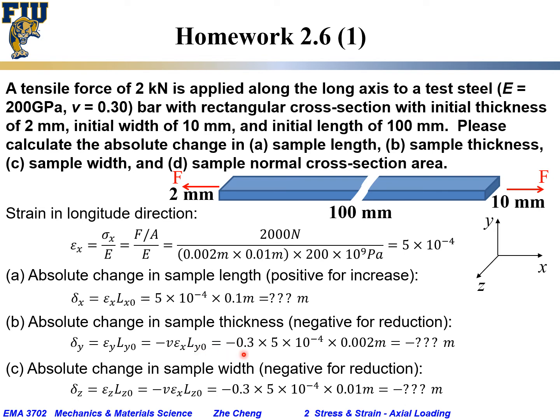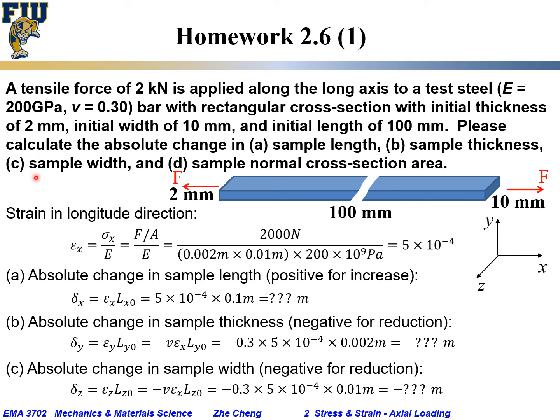So the Poisson ratio mu is 0.3, minus sign we put in front, and epsilon x is 5 times 10 to the minus 4, and then Ly, the initial length in the vertical y direction, is 2 millimeter thick, which is 0.002 meter, and you would get the number.